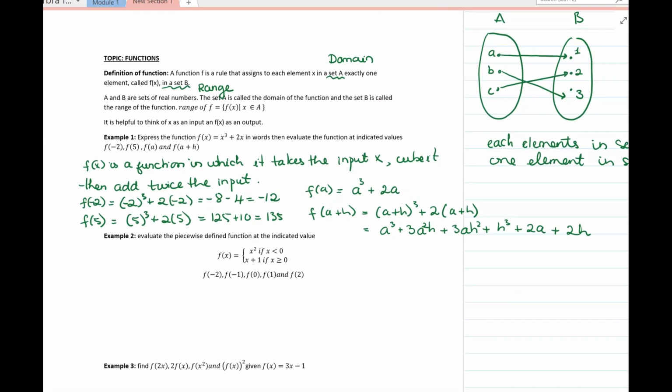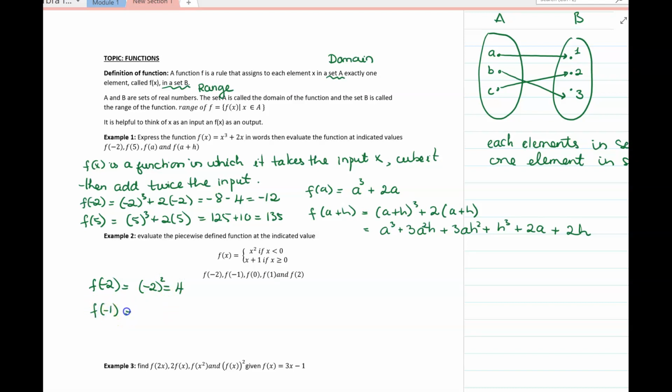Evaluate the piecewise defined function at the indicated value. So if the value of x is less than 0, then the function is f of x equal to x squared. If the value of x is greater than or equal to 0, then the value of the function is the line x plus 1. So first, f of negative 2. This means it is less than 0, so negative 2 squared equals 4.